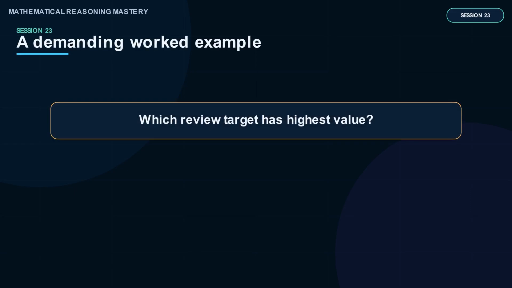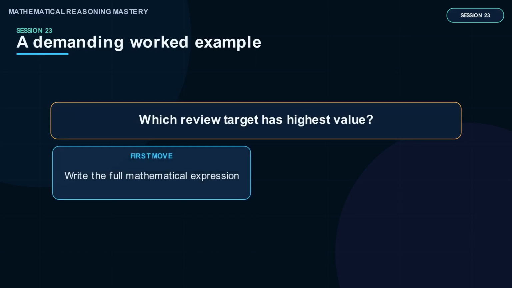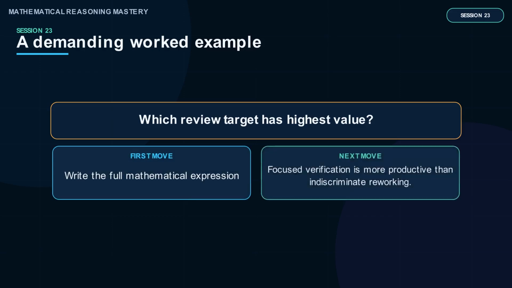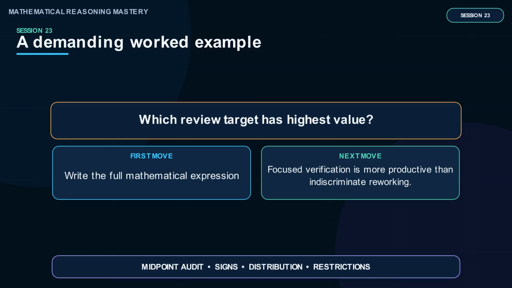Here is the challenge. Which review target has highest value? Restate what is requested before touching the choices. The first move is write the full mathematical expression. Apply it directly to the quantities and conditions in this problem. Now use the core reasoning. Focused verification is more productive than indiscriminate reworking. Keep each equality, comparison, or unit conversion visible. Pause for a midpoint audit. Check copied values, signs, units, restrictions, and whether the current result is the requested quantity or only an intermediate value.